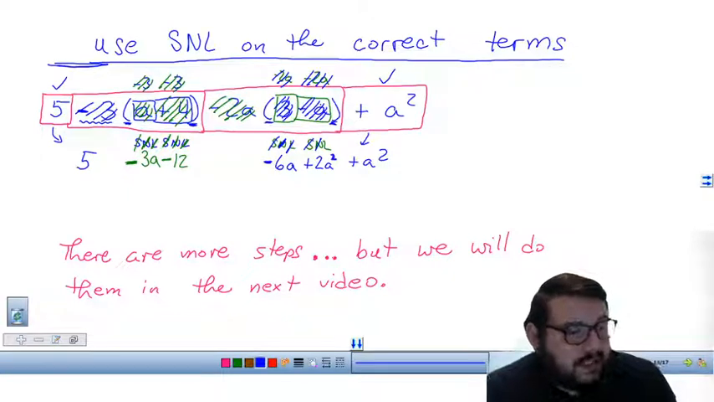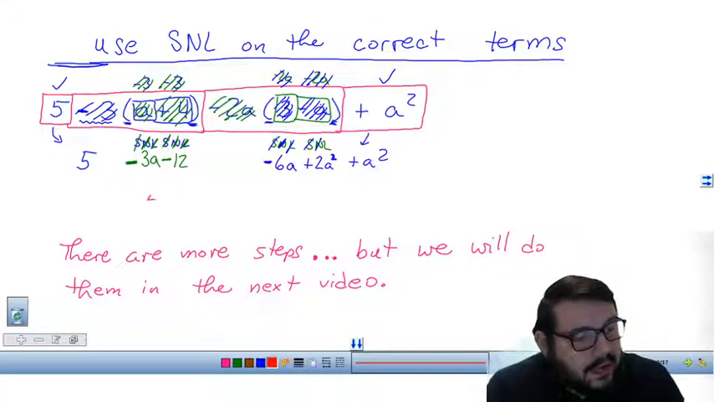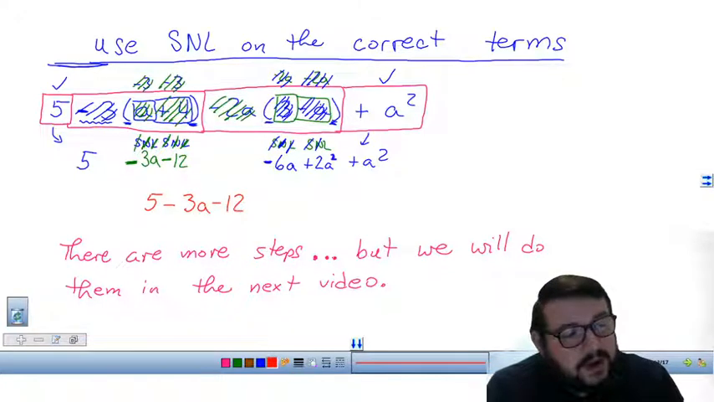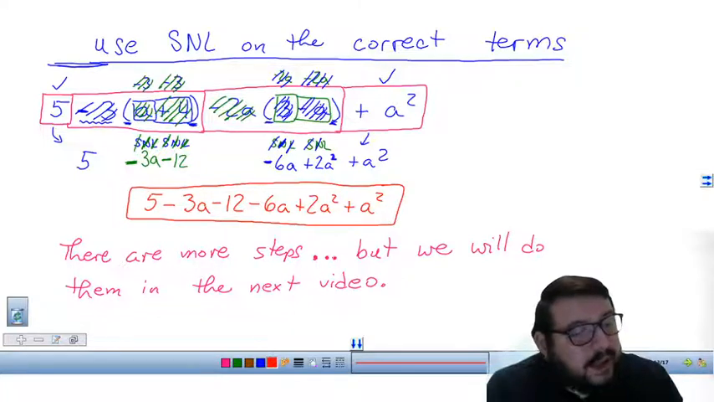Okay, so now look at this thing. It's kind of spaced out, but that's actually your final outcome. I'll write the whole thing together just so you can see where we're at. 5 minus 3A minus 12. It's important you understand I'm not doing any math right now. I'm just writing it a little more neatly. Negative 6A plus 2A squared plus A squared. And that's my outcome after I multiply.